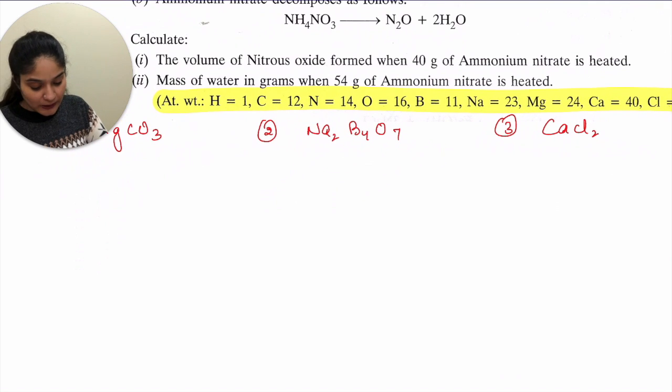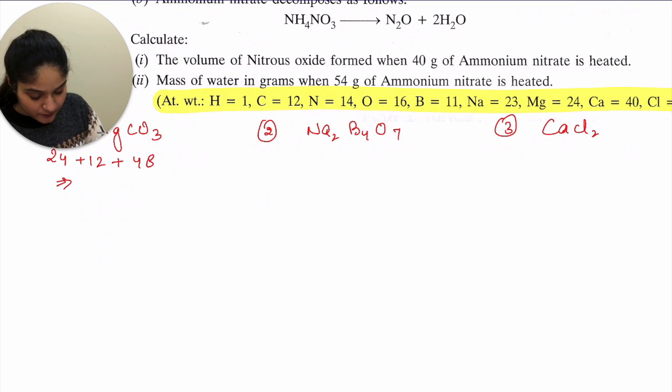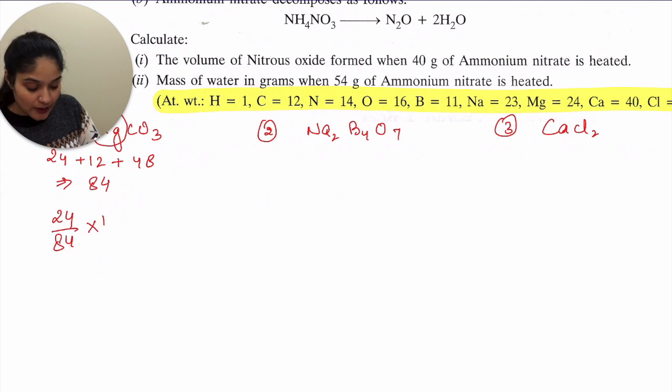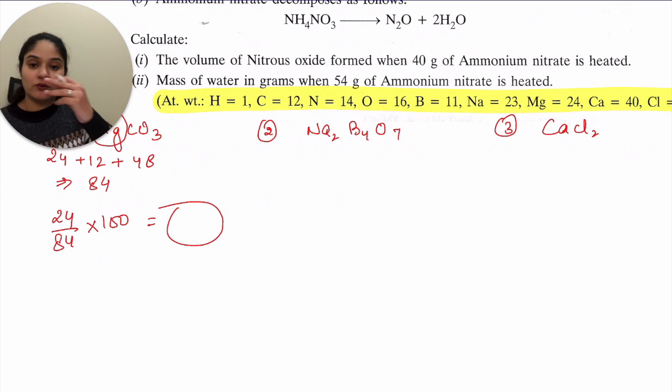So you pick up them from here directly. So MgCO3, that will give you 24 for magnesium plus 12 plus 16 times 3, that would give you 48. So the total will become 84. Now you need to find for magnesium. So magnesium is 24 over 84. So 24 over 84 times 100 and you get whatever the answer is.